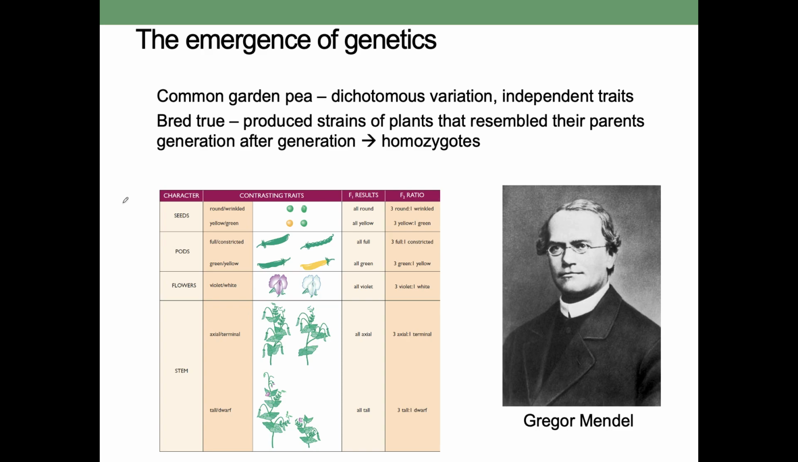And so these are some of the characteristics, or traits, that Mendel focused on: different characteristics of seeds, different characteristics of the pods of the pea plants, different characteristics of their flowers, of their stems, and so on.